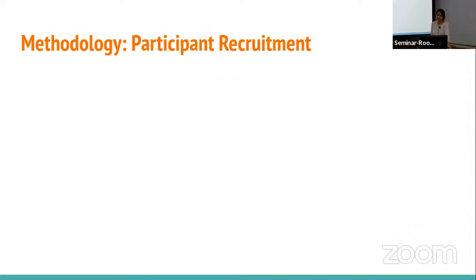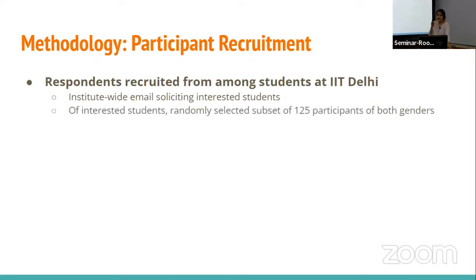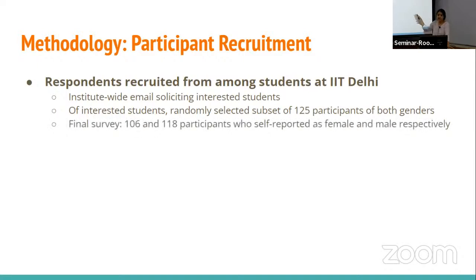So how did I collect participants? We recruited students from IIT Delhi. We sent an institute-wide email soliciting interested students. We got some 600, 700 students who were interested. Of these, we randomly selected 125 female students, self-reported female, and 125 self-reported male. No one said non-binary or preferred not to answer. So we had 250 randomly selected students that we invited to take part in the survey. Out of this, finally, 106 females and 118 males took and completed the survey. So my total data set is 224 students.